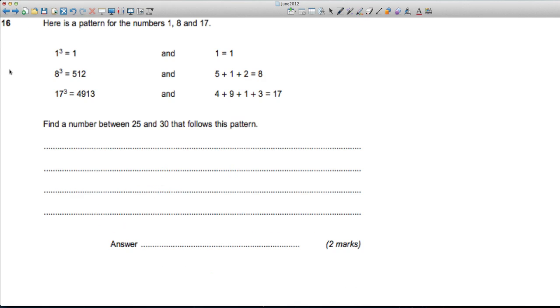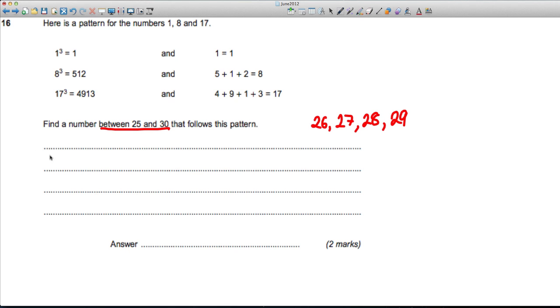Question 16. Here is a pattern for the numbers 1, 8 and 17. Okay, if you take 1 and you cube it, you get 1. 8 cubed is 512. 17 cubed is 4913. And also note that 1 equals 1. 5 plus 1 plus 2, the digits of this add up to 8. And 4 plus 9 plus 1 plus 3 actually add up to 17, which is really interesting. Find a number between 25 and 30 that follows this pattern. So it's between 25 and 30, so it's either 26, 27, 28 or 29.